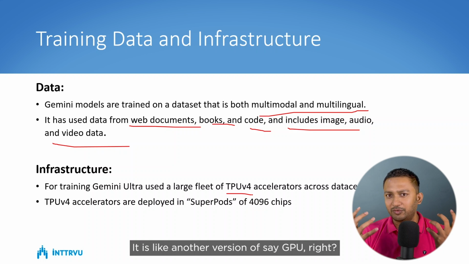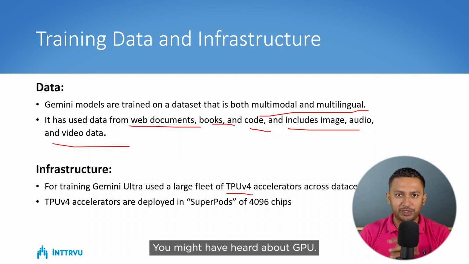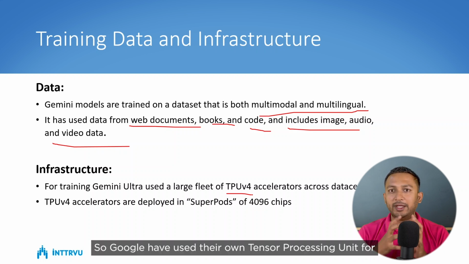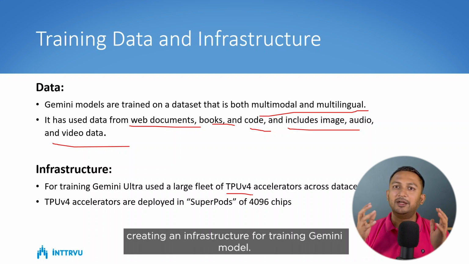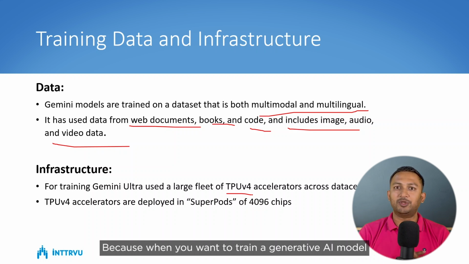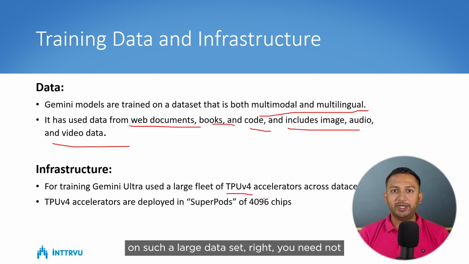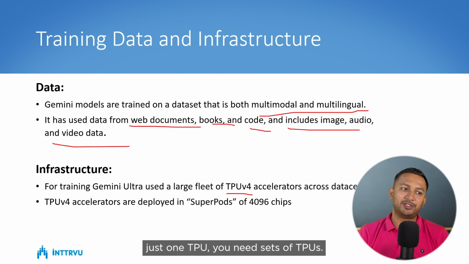It is like another version of, say, GPU, right? You might have heard about GPU. So Google have used their own tensor processing unit for creating an infrastructure for training Gemini model, because when you want to train a generative AI model on such a large data set, right, you need not just one TPU, you need sets of TPUs.